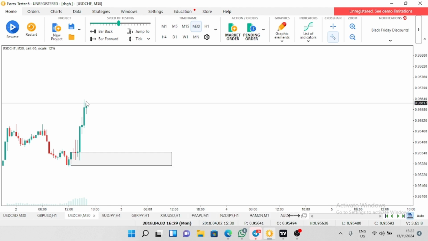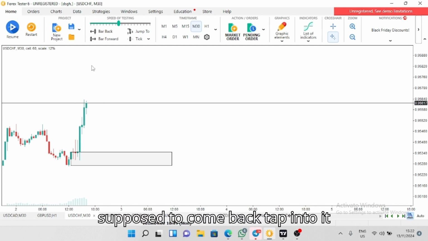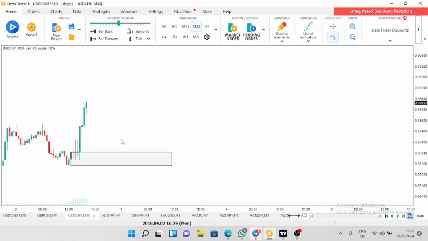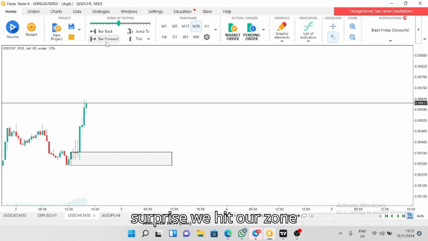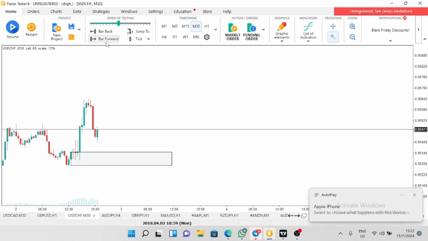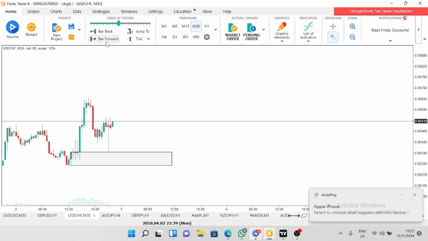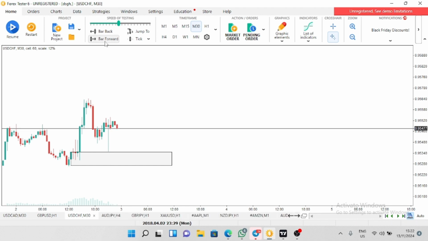An imbalance is just an open price range, an inefficiency in the market, which price is supposed to come back, tap into, and fill somehow. So let's wait for price to hit our zone. Price here hit the zone. Okay, it missed by a pip. So let's wait for another touch.